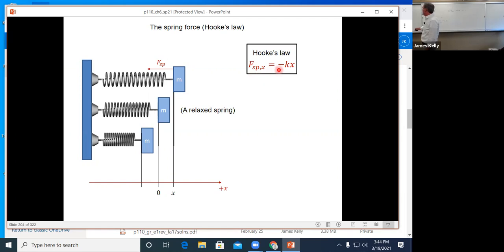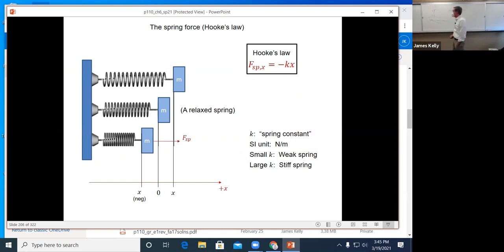As long as you don't stretch it too far, the force is proportional to x, and the constant of proportionality depends on the spring. Usually we call that the spring stiffness. If you have a really thick spring, it's really hard to compress it and hard to stretch it. If you have a slinky or something like that, it's pretty easy to stretch it. One that's hard to compress and stretch would be a large k value, and that k is called the spring constant. One that's easy to stretch would be a small k value, okay? You can see by solving for k that its SI units are newtons per meter. Small k is a weak spring, large k is a stiff spring.